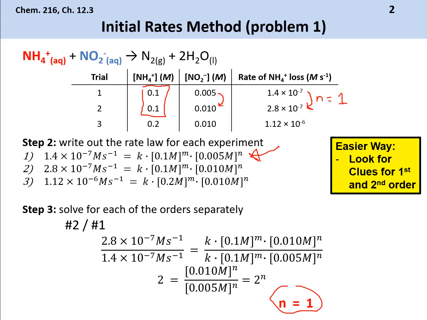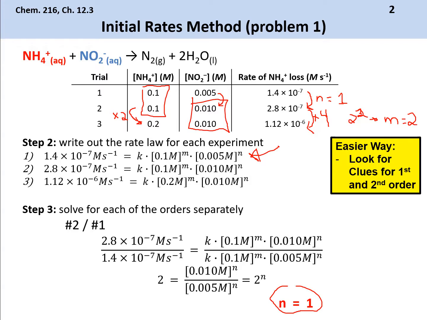Let's look at the other. So in 2 and 3, I kept NO2 minus constant, but I doubled my NH4 plus. So I doubled that, and what happened to my rate? My rate went up by not a factor of 2, but a factor of 4. So that's because it's 2, in this case, to the second power. So let's make that a 2. That means that m, in this case, was 2.